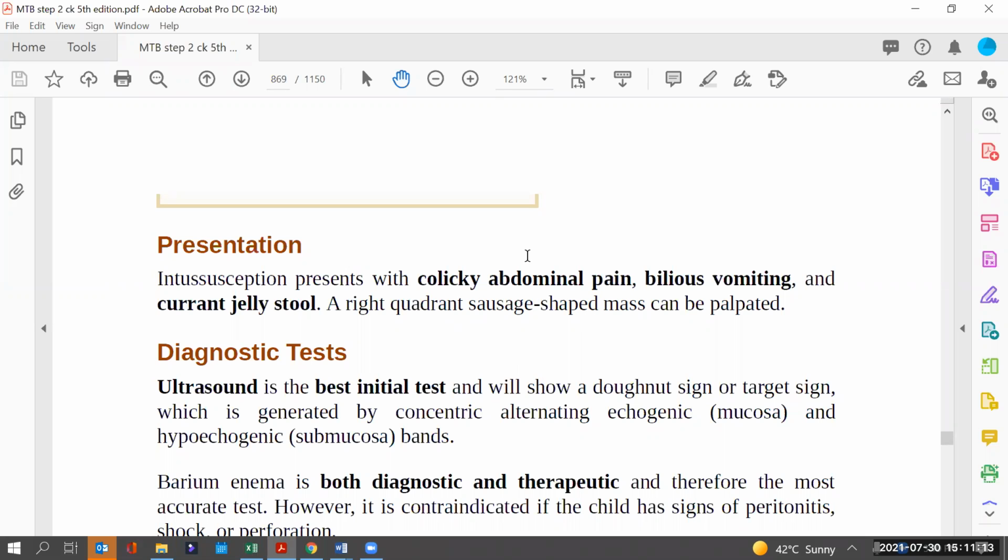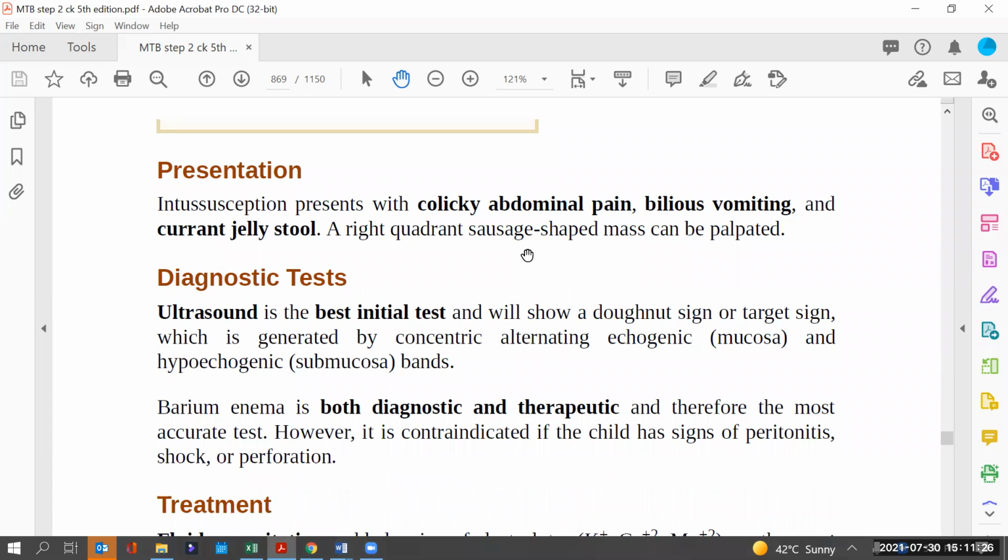If the patient is presenting with colicky pain, and the patient has this currant jelly stool, saying my stool is just like a jelly-like structure, or there is green vomitus, then of course you can think about intussusception. How are you going to diagnose this one?